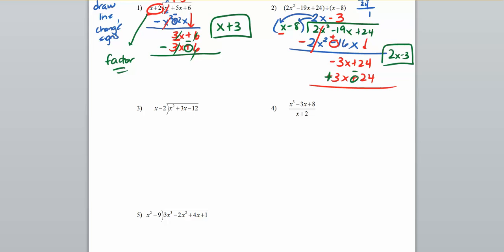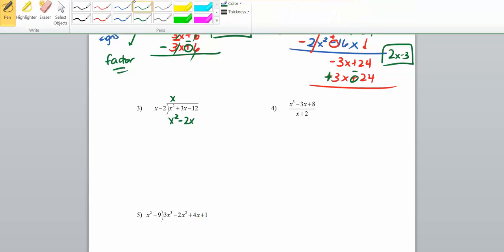Okay, let's look at number 3. We're going to start out by saying, how does x become x squared? So x times x would give me x squared. But then multiply it by the negative 2, so minus 2x. All right, so I have x squared minus 2x.